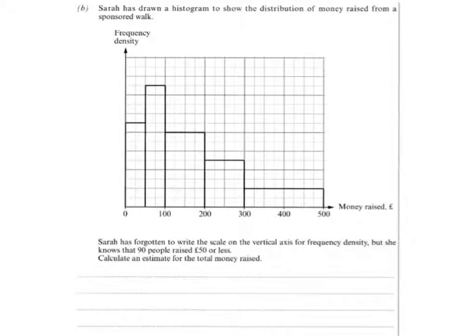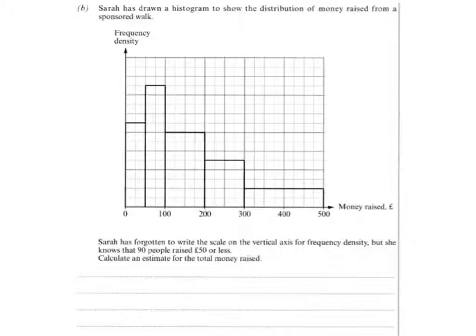Okay, so question 12b is a histogram. Just remember, a histogram is a graph that uses the area of each of the bars to represent the frequency. So we need to know the frequency density, which it says Sarah's forgotten to write the scale down. She knows that 90 people raised £50 or less in this sponsored walk.